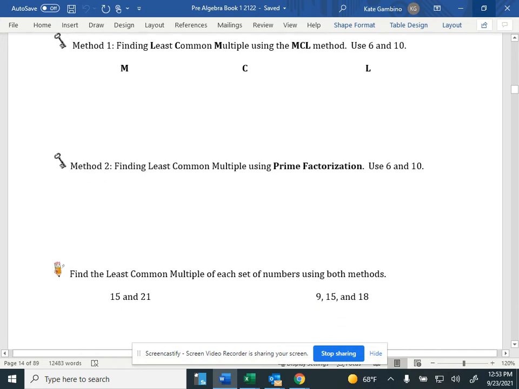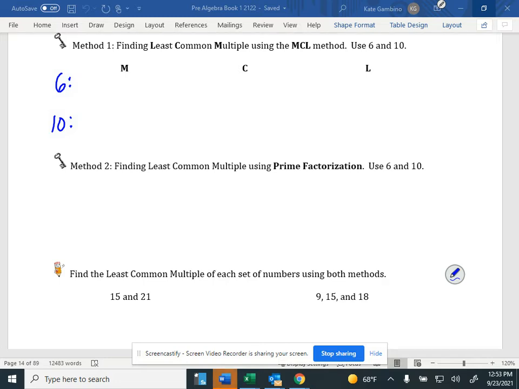Method 1, finding least common multiple using the MCL method, using 6 and 10. Our first step is to list multiples. So I'm going to look at 6 and I'm going to look at the 10. I'm going to make a list, not to infinity. Sometimes you could do 5 to 10 multiples for each number, always starting with 1 and going in order.